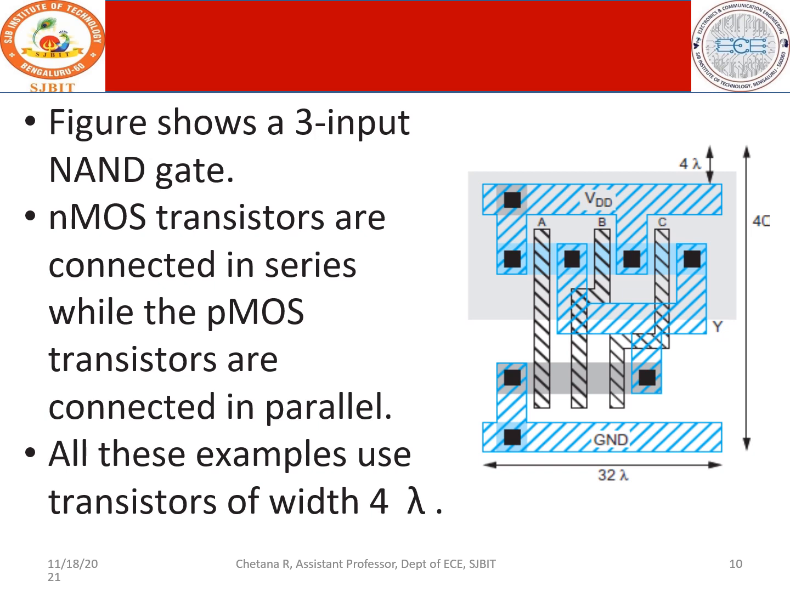And these are examples which use transistors of width 4 lambda. That means the diffusion is of 4 lambda, and the metal lines are also of 4 lambda.